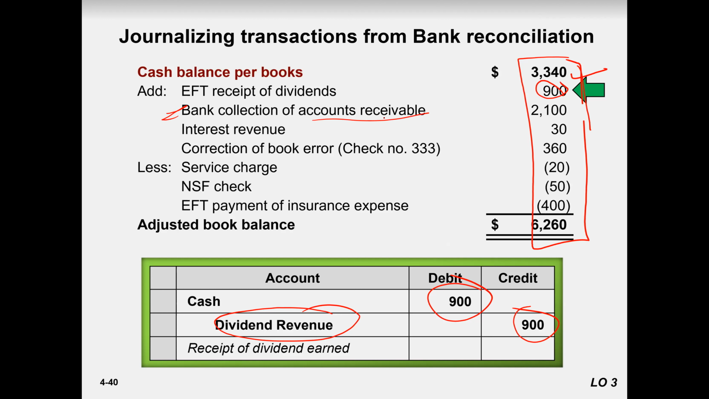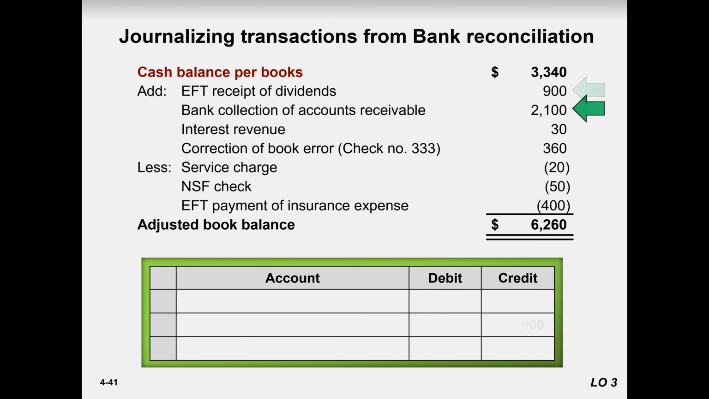Bank collected account receivable. You collected cash 2100 from your customer. What is the entry? Cash to account receivable. All right. Interest revenue. You receive interest revenue 30. Cash to interest revenue.